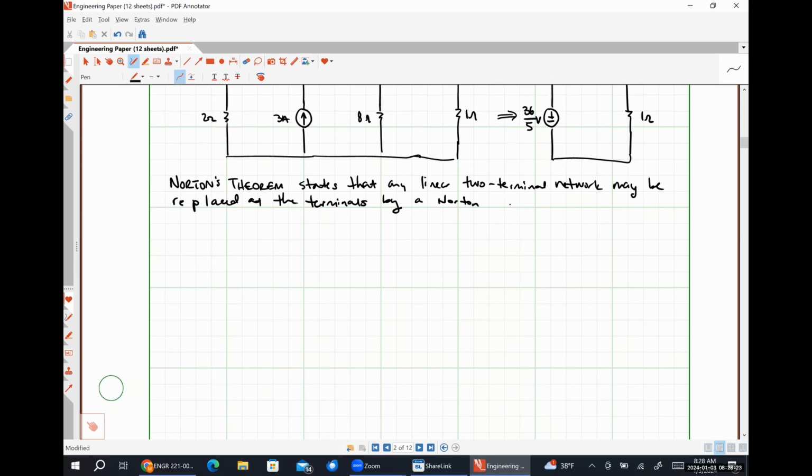a Norton current source, I Norton, in parallel with a Norton resistance, R Norton. Or effectively, Norton's theorem states that we can make any two-terminal linear network look like a practical current source.